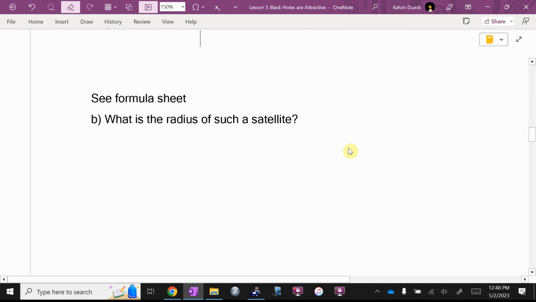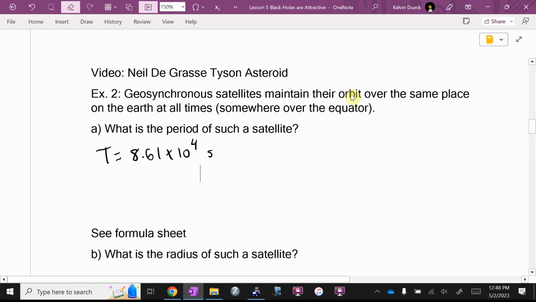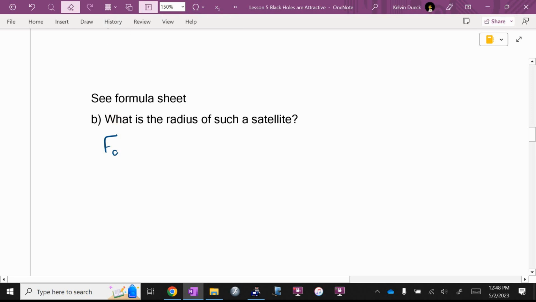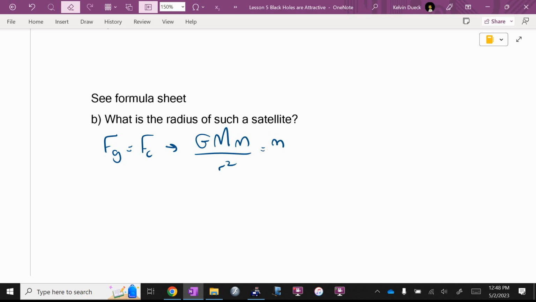what does B want me to find? Ashley, what does B want me to find? And I think orbital radius, because I see the word orbit. So I think we can say, you know what we can say? Gravity is what's pulling me in a circle. Big G, big M, little m over r squared equals, don't forget the little m.